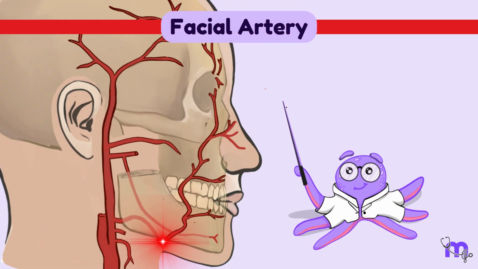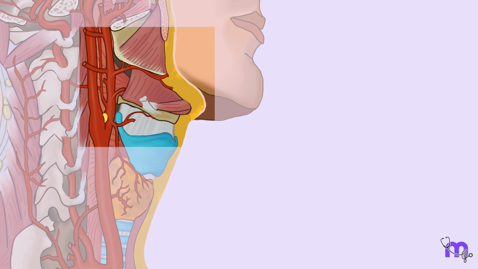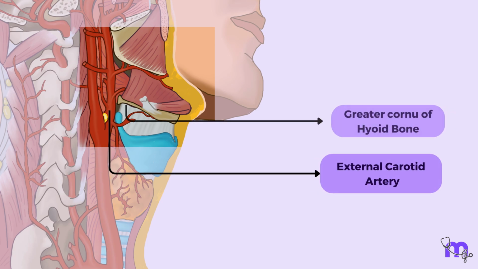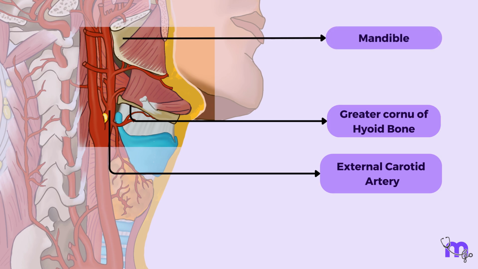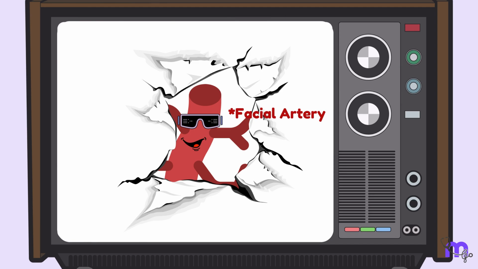The facial artery, also known as the principal artery of the face, arises from the external carotid artery in the neck at the level of the greater cornu of the hyoid bone. After winding around the lower border of the mandible at the antero-inferior angle of the masseter, it enters the face by piercing the investing layer of deep cervical fascia.